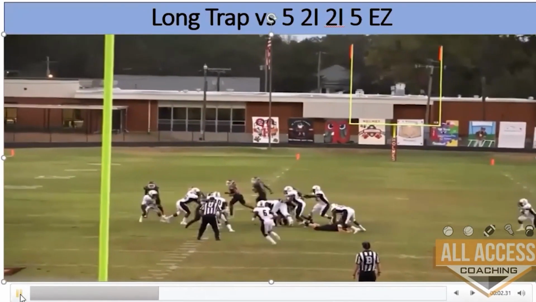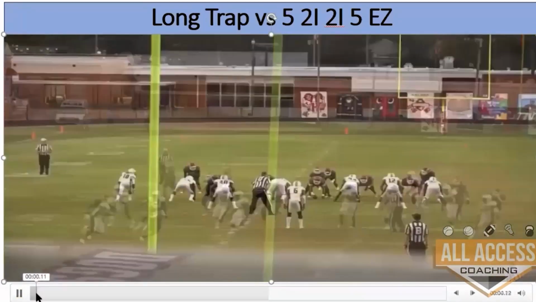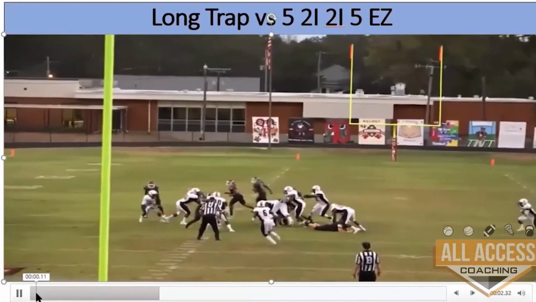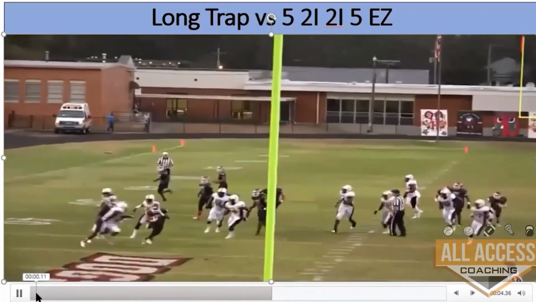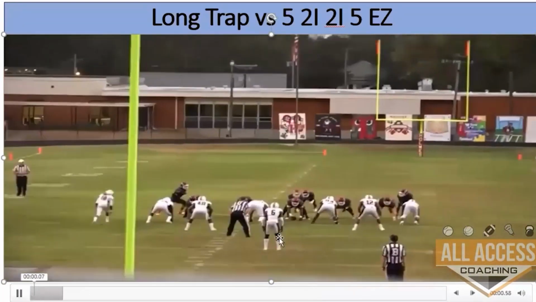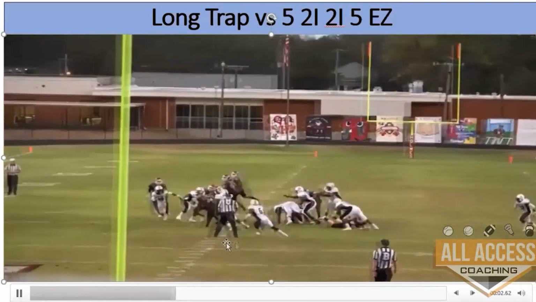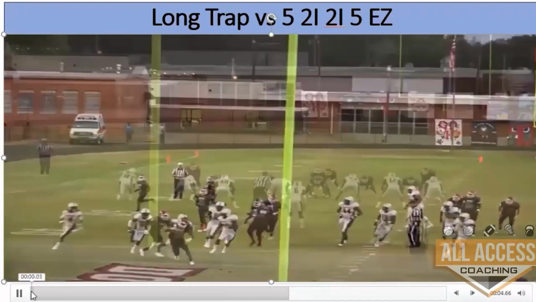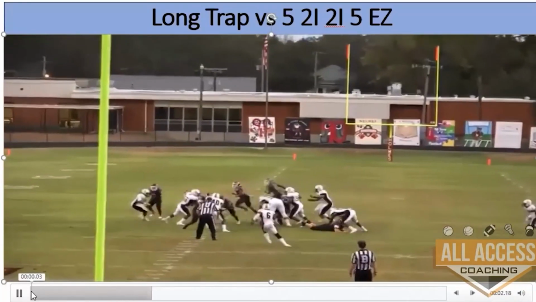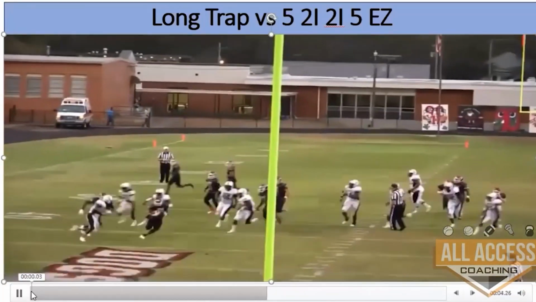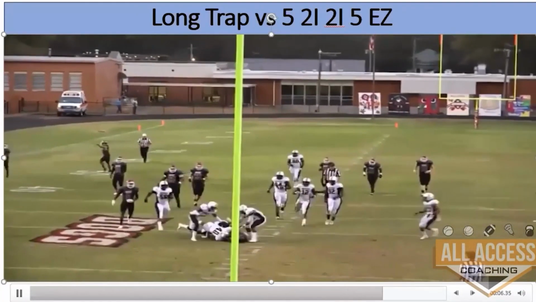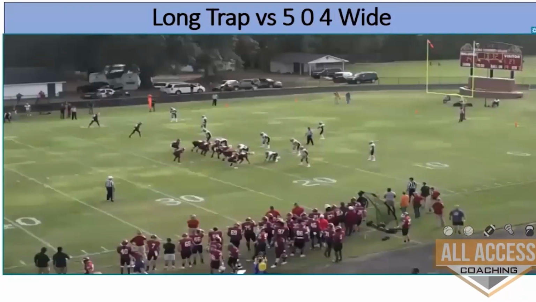Play side tackle, veer in or veer out. I think the backside guard should have got his hat more in the guy's rib cage. Backside tackle, because of the twirl motion, he gets on the backside backer. Center's on back to the 2. Backside guard traps the 5. Okay, here's the long trap right here.